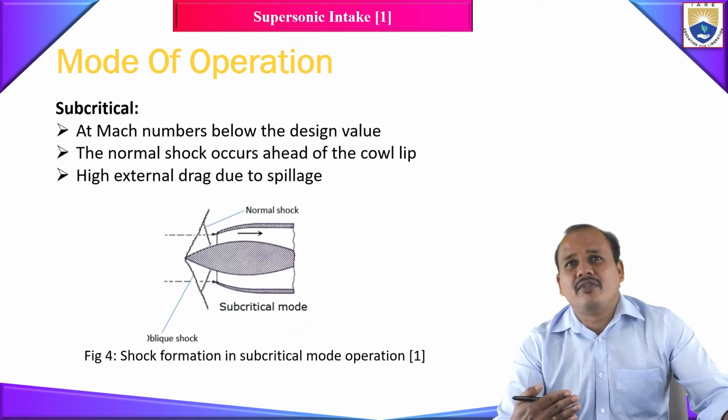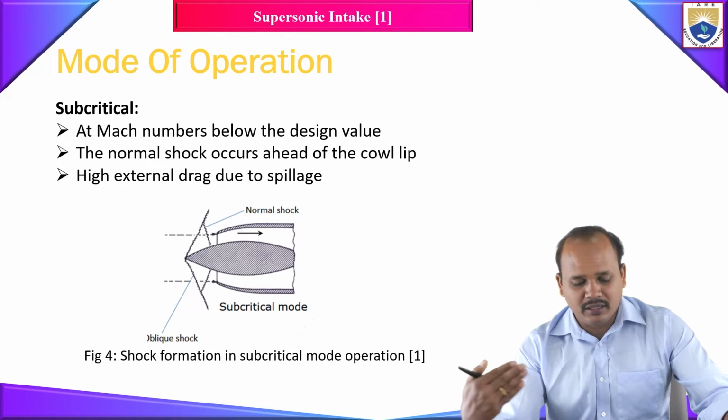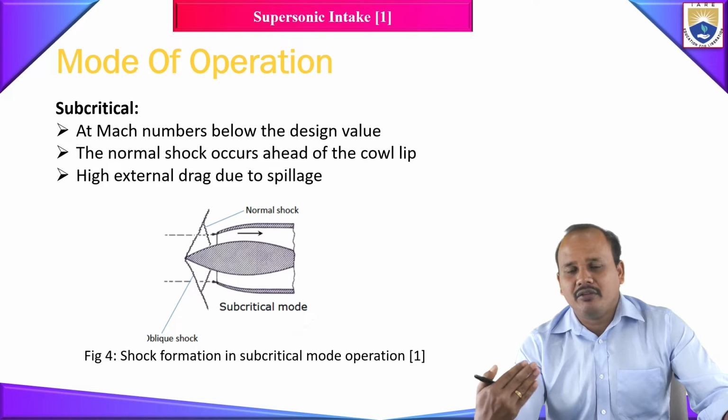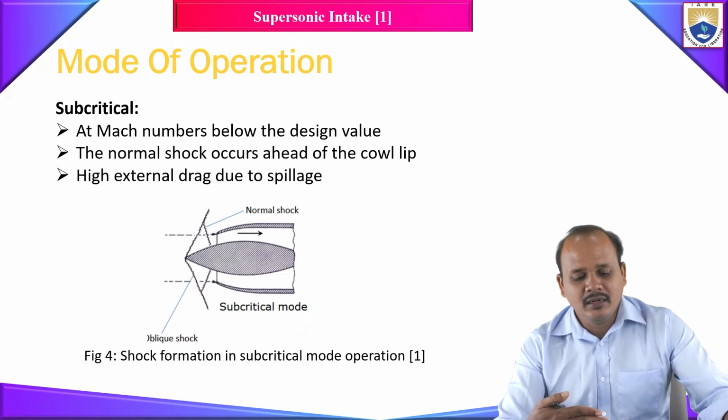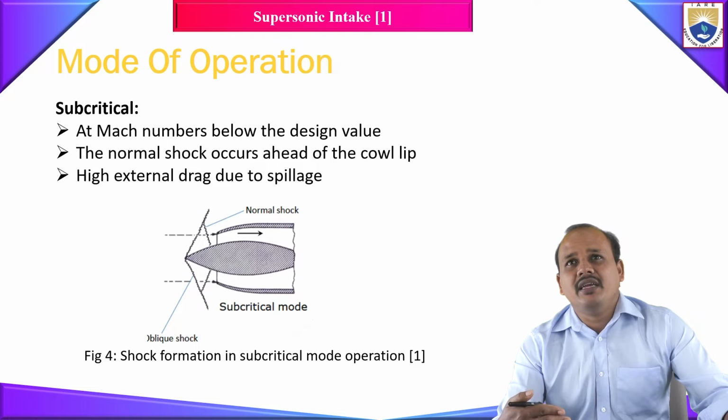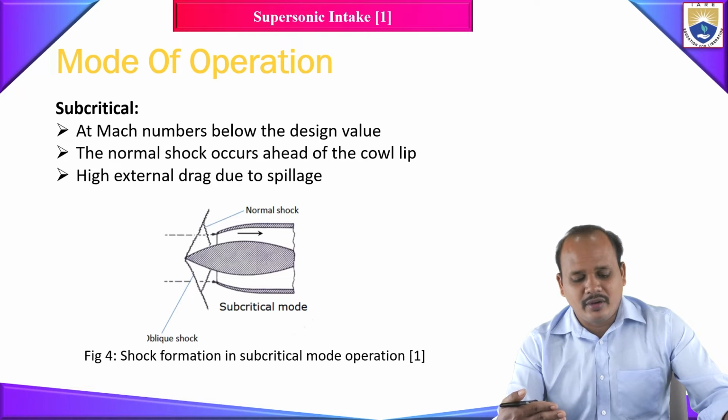Just like we have seen for the subsonic intake, how do they behave under static condition? How do they behave during climbing? How do they behave during cruise? How do they behave during high speed? Similarly, here, what happens if the Mach number of your flight is equal to the design value? If it is less than the design value, what will happen? If it is greater than the design value, what will happen?